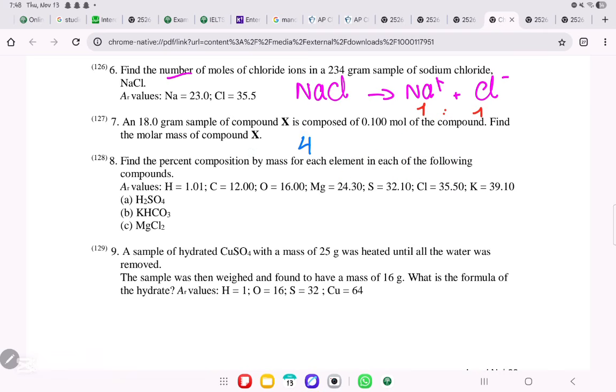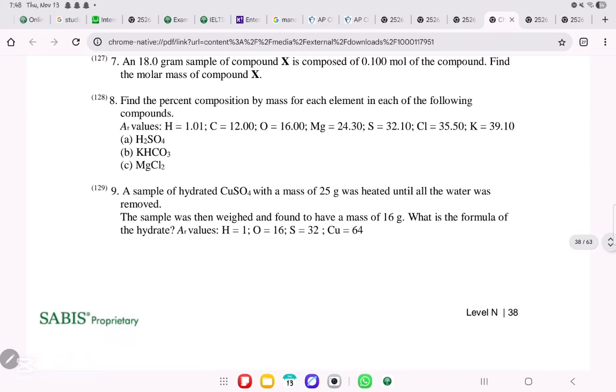Now, of course, since it's a 1-to-1 ratio, what does this mean? This means 1 NaCl will give me 4 moles, 1 Na plus will give me 4 moles, and 1 Cl minus will give me 4 moles. Okay, that's it for question number 6. We'll move on to question number 7.